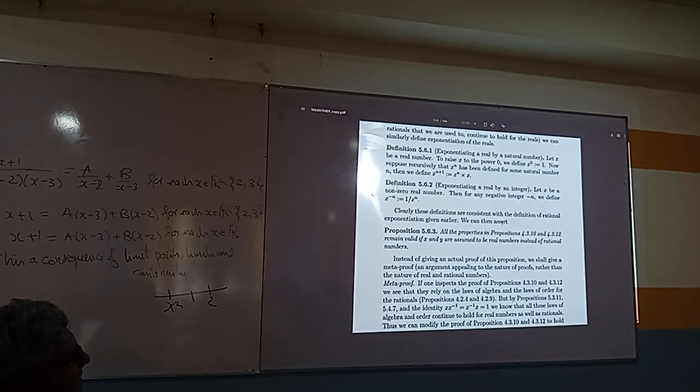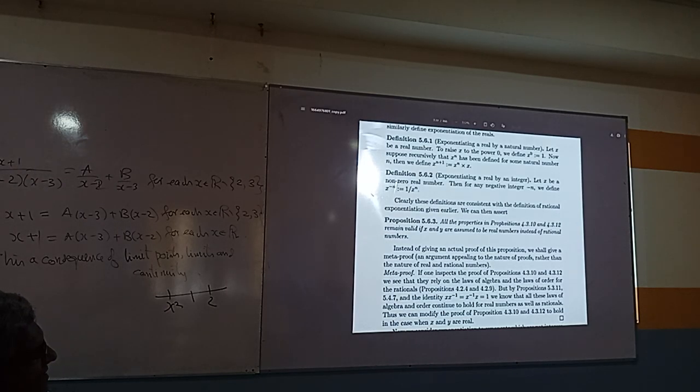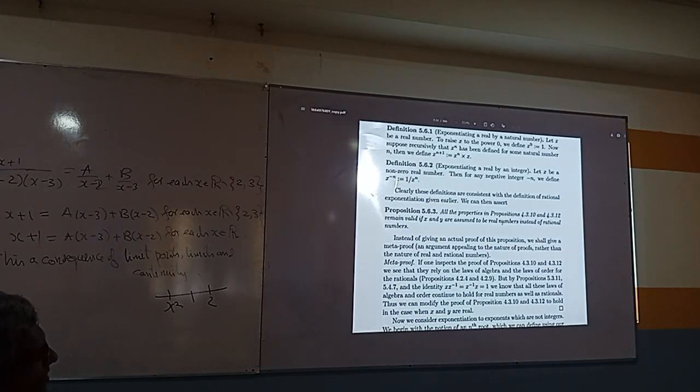Inductive definition. Definition 5.6.2, exponentiation of a real number by an integer. Let x be a non-zero real number. Then for any negative integer minus n, we define x to the minus n is 1 over x to the n. I guess these are just reading. Clearly these definitions are consistent with the definition of rational exponentiation given earlier.